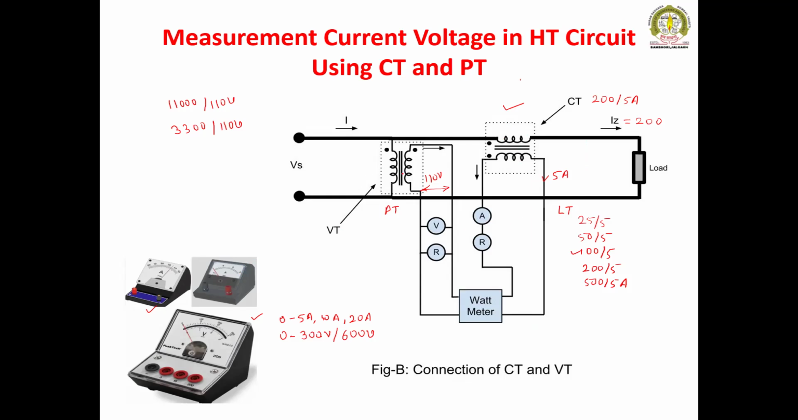Similarly, the voltage transformer or potential transformer is used to step down the voltage to a manageable level that can be measured easily with the help of an ordinary voltmeter, or it may be connected to the wattmeter or energy meter. So this is a basic circuit for the measurement of current in the high voltage circuit.